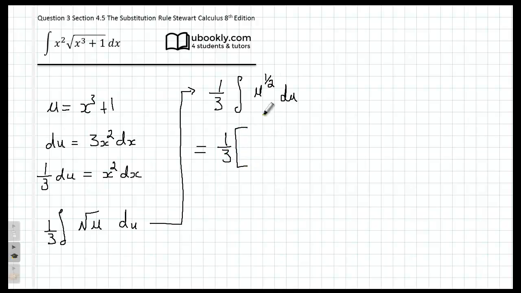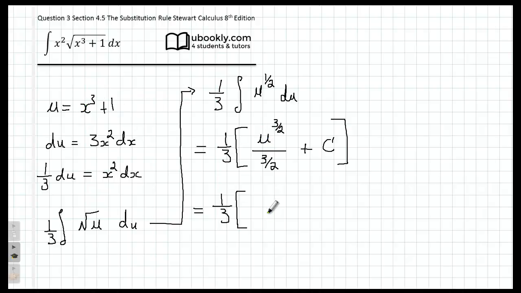So I'll keep the third outside. Well, a half plus 1 would be 3 over 2. So u to the power of 3 over 2 divided by 3 over 2. And I'm going to add my constant. So that would be a third. I'll place my x's instead of the u's, which will be x cubed plus 1, all to the power of 3 over 2.